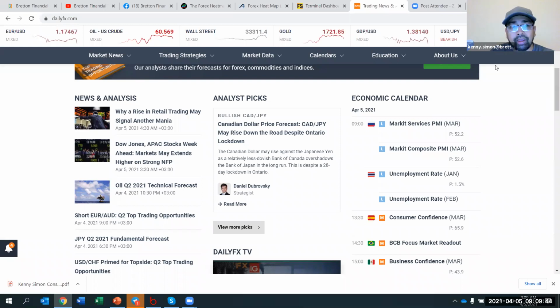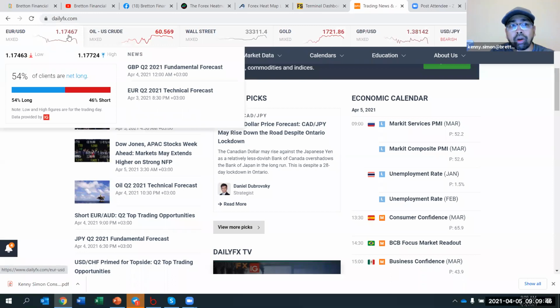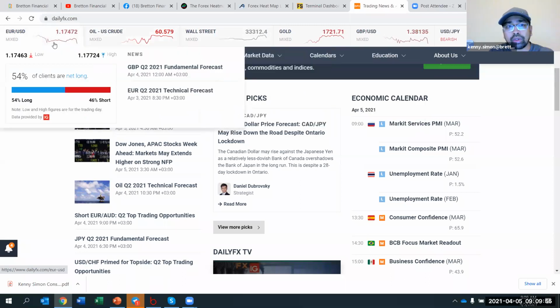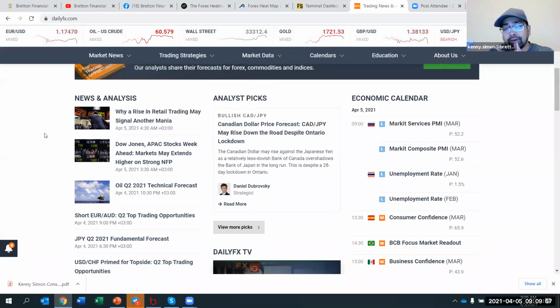If you look up here, for example, you can see the market is down on Euro USD. You see that little graph coming down. You can see oil as well. Everything's sideways, but Euro USD is on a downward movement. We want to take a look at the technical side of Euro USD later on to find where our entries and exits are.